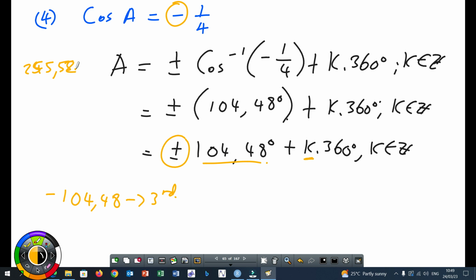If you take the positive of this angle, which is in the third quadrant, if you put it here like this, 255,52 plus k times 360. If k is negative, remember k is an integer. If you put k equal to negative 1, you get this angle. Do you see that?